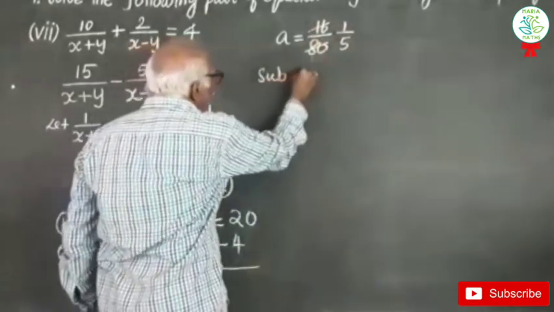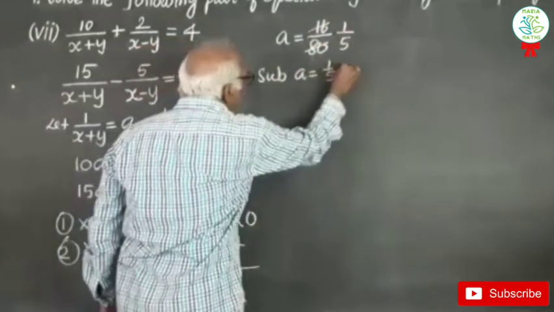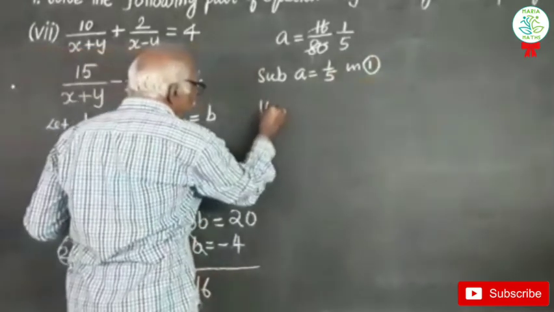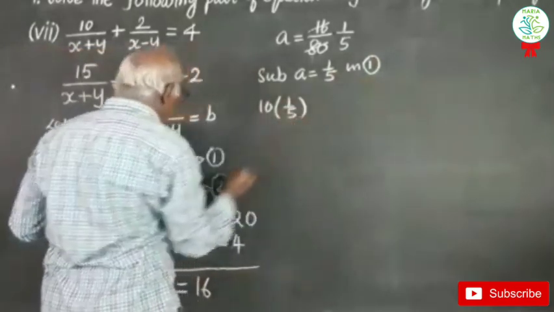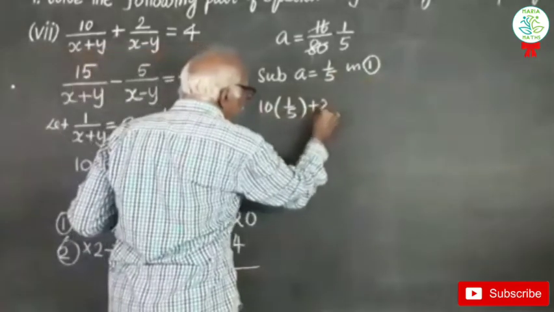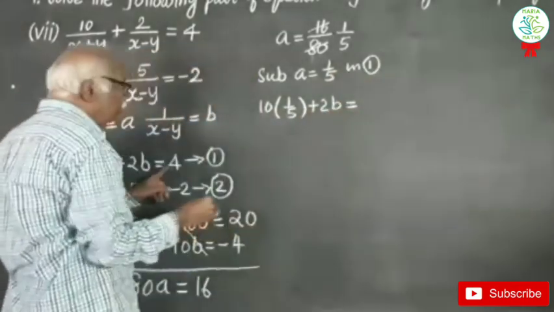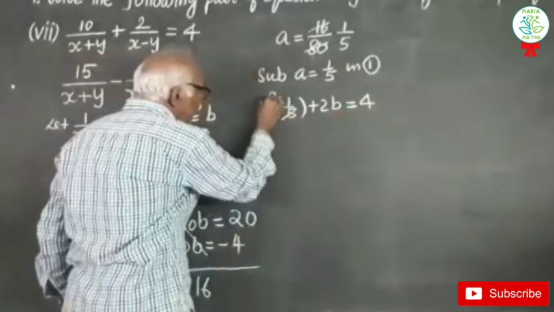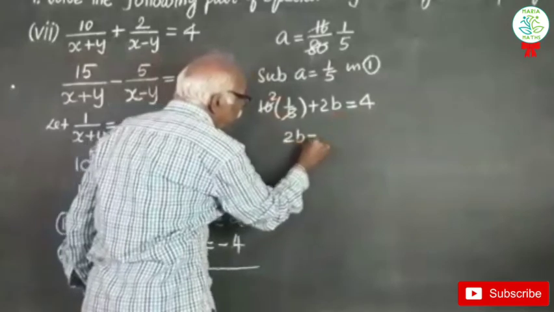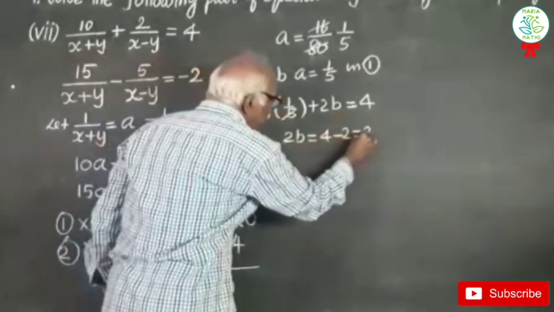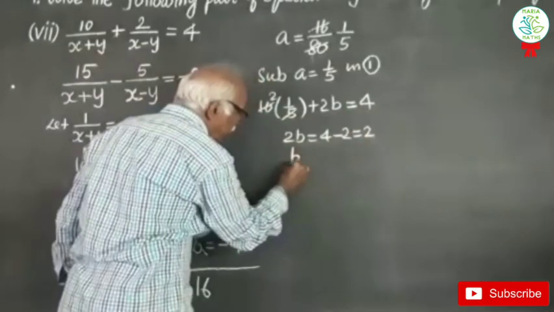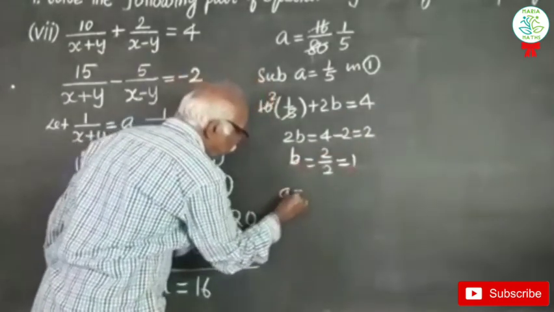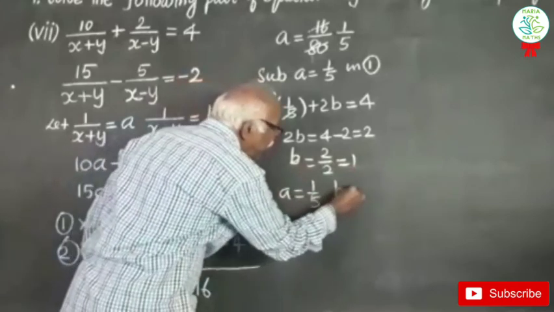Substitute a equal to 1 by 5 in 1. 10 into 1 by 5 plus 2 into b equal to 4. 2 plus 2b equal to 4. 2b equal to 4 minus 2, 2. b equal to 2 by 2, 1. Therefore, a equal to 1 by 5, b equal to 1.